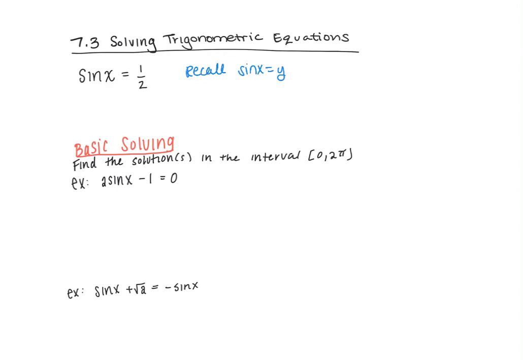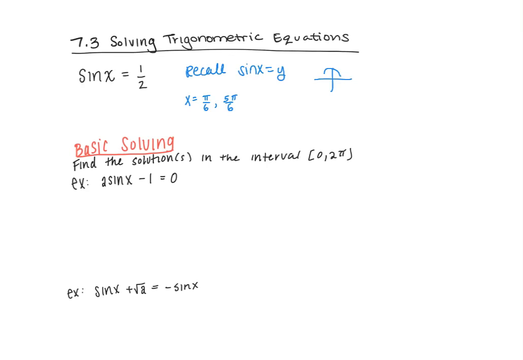And so that is all the pi over 6's, and we have a positive 1/2. So y is positive in the first and second quadrants. So x is going to be pi over 6, and it's also going to be 5 pi over 6. However, there's no restriction on this domain. X can go on and on and on forever, just like the sine function graph.